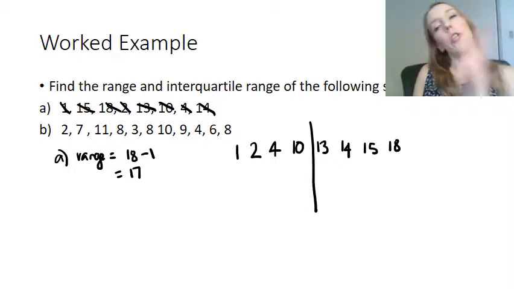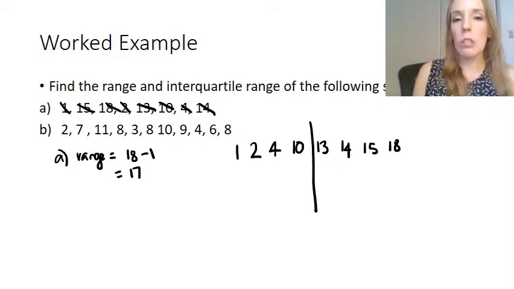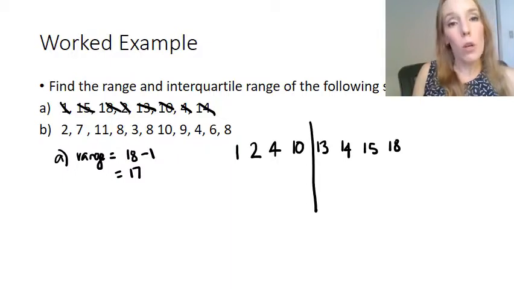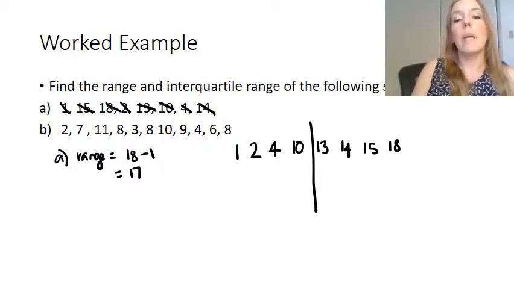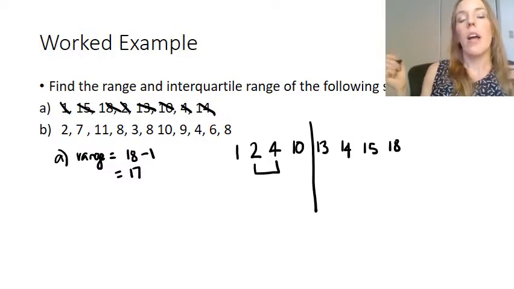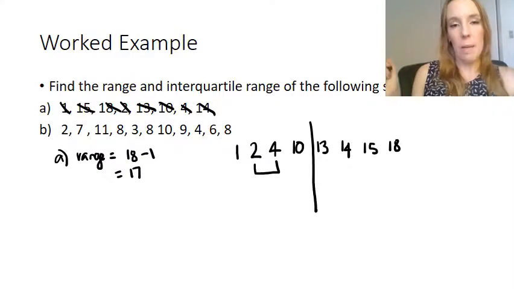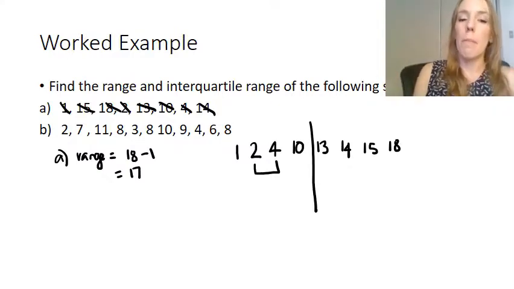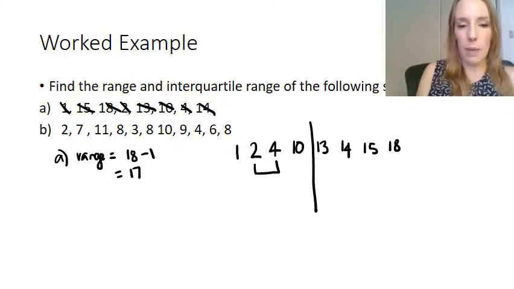From there, we have to find the lower quartile and the upper quartile. Our lower quartile is the median, so the middle value of these lower numbers. The middle values are 2 and 4. Remember, if there are 2 median values, we have to find the mean of those. To find the mean, we do 2 plus 4 divided by 2, so 6 divided by 2, which is 3. So our lower quartile is going to be 3.